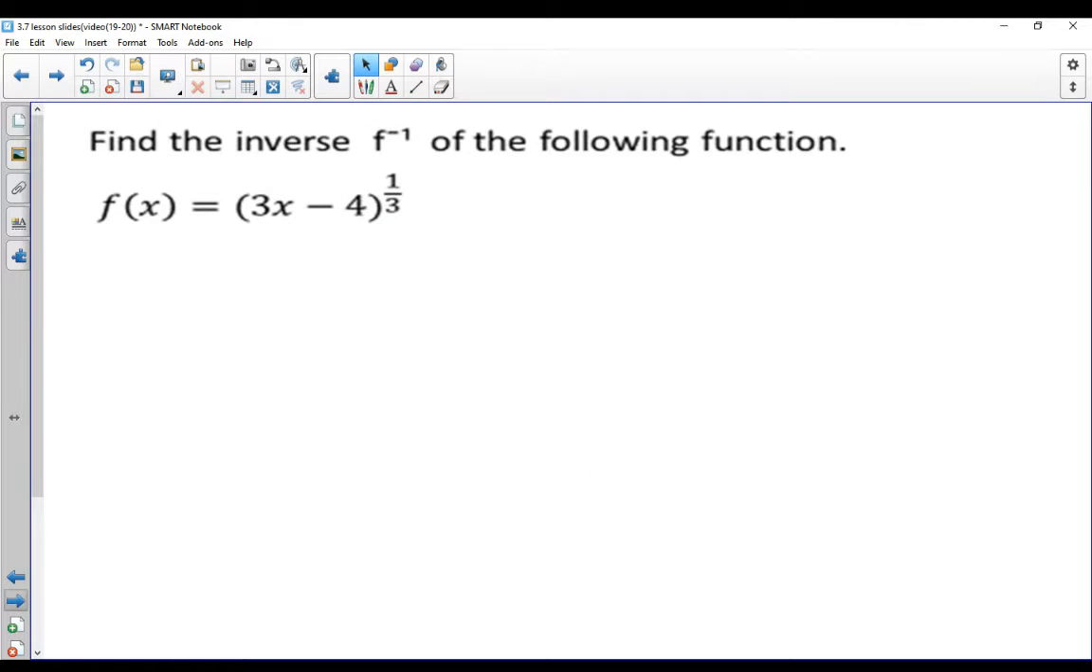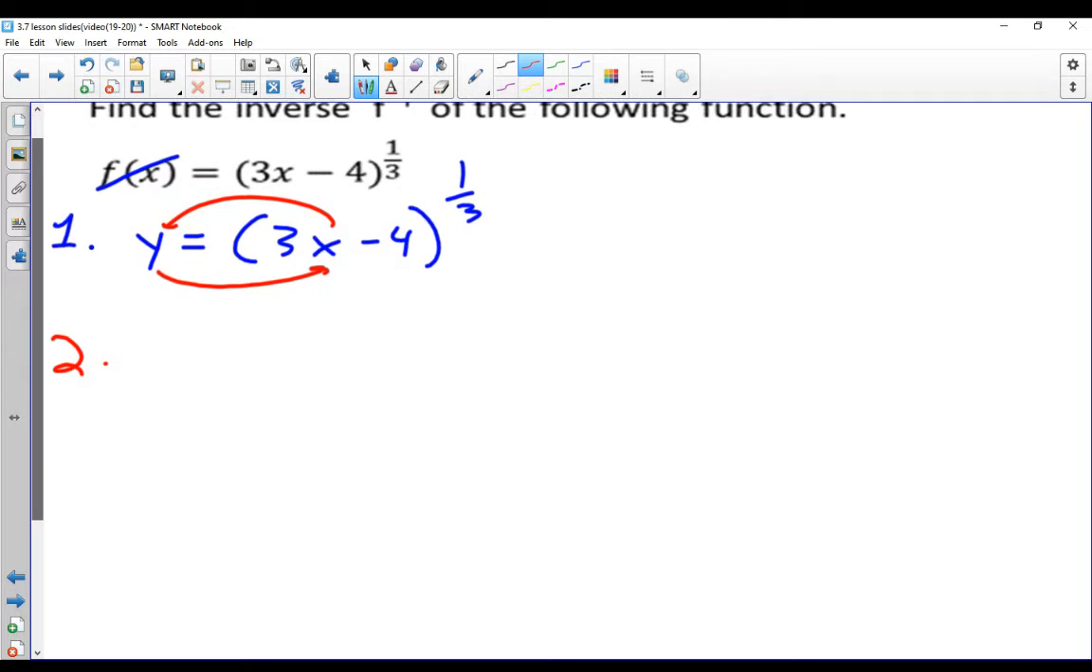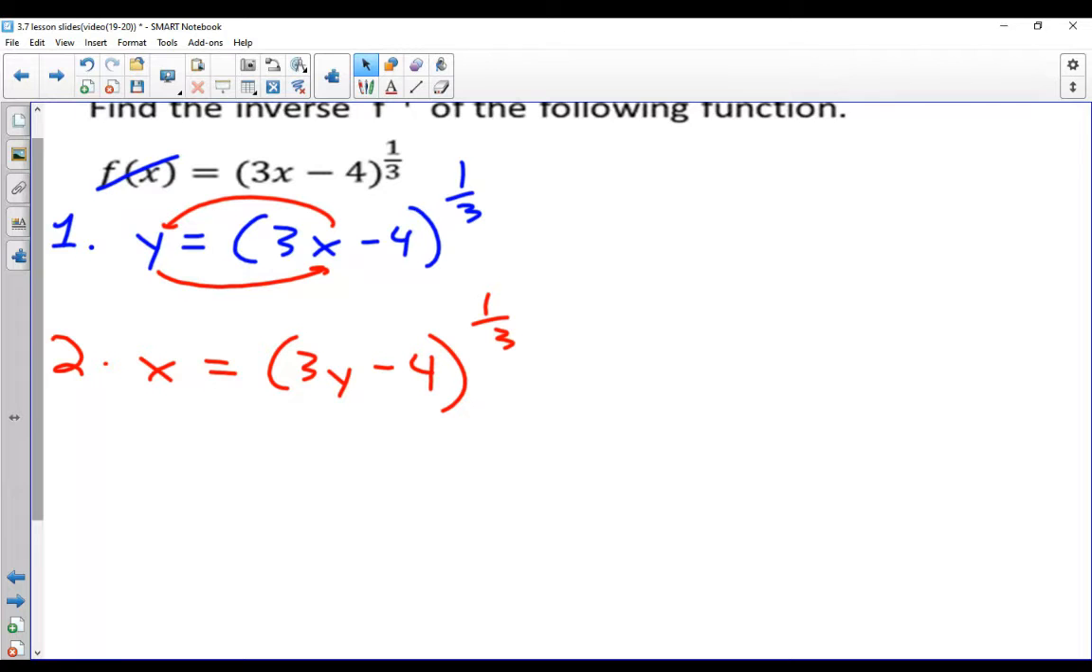So let's find the inverse of this following function. Again, let's take it to the top, the very first step. First step, replace that f of x with y. Second step, as always, switch your x and your y around. So x is here, the y is now with the 3, and then the minus 4 and the 1/3. And now our step 3.